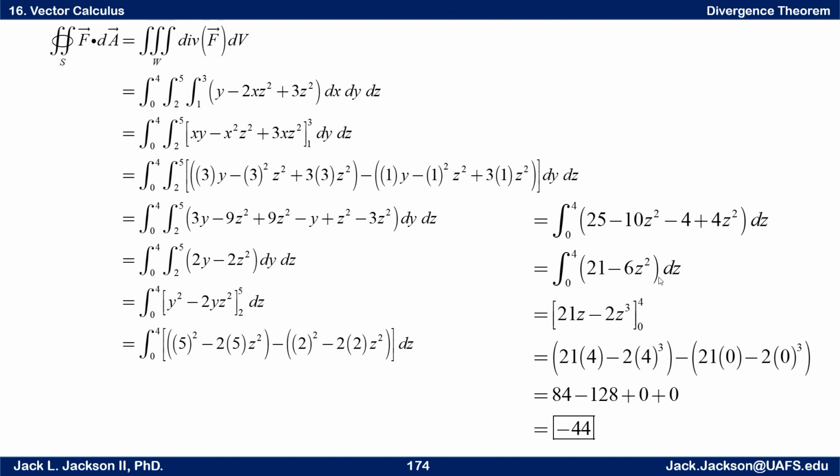Take the antiderivative with respect to z, you get 21z. This goes up to the third power. Negative 6 divided by 3 is negative 2. Evaluate from 0 to 4. Plug in 4's and zeros. These last two are 0. 4 times 21 is 84. 4 cubed is 64 times negative 2 is negative 128. Plus the 84 is negative 44.